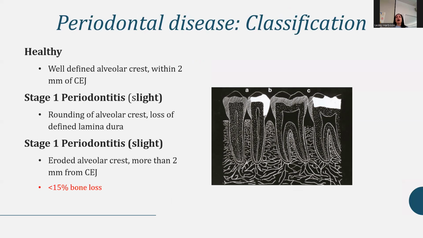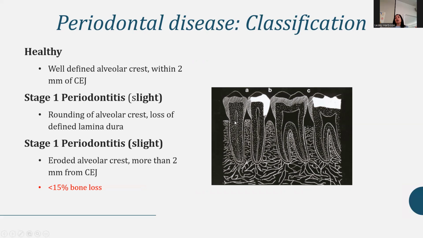So in a healthy individual, we have well-defined alveolar crest. This is just sort of reviewing it. Within 2 millimeters of the CEJ, we are going to see, this isn't really showing it. It should be, I guess, somewhere over here and here maybe. But you're going to see a nice blocky look in the posterior. You're going to see a nice well-defined lamina dura.